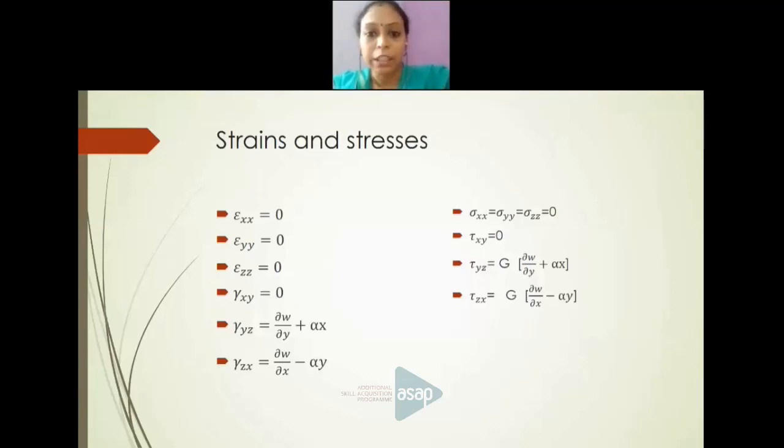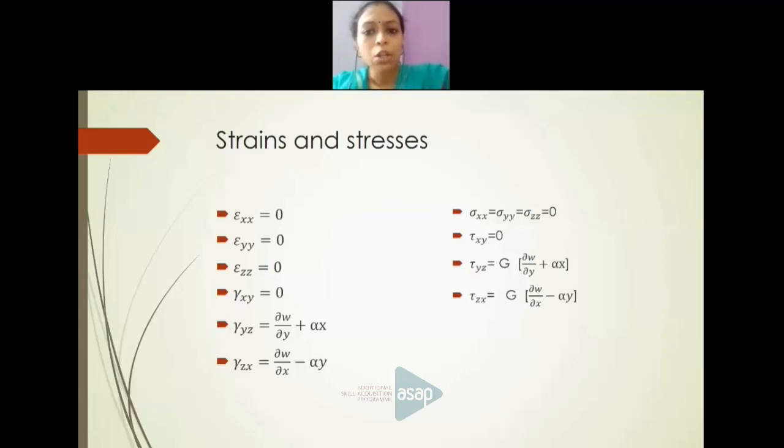All other strains are 0. So our aim is what? Our aim is to find out stresses. Now you can write stresses because Hooke's law connects stress and strain. So you can simply write sigma x is 0, sigma y is 0, sigma z is 0, because all the linear strains are 0. Similarly, tau xy is 0 because gamma xy is 0. The remaining stresses are tau yz and tau zx. They can be written as the modulus of rigidity into the shear strain, right? So tau yz will be equal to G into gamma yz and tau zx will be equal to G into gamma zx. So you got the equations for tau yz and tau zx.